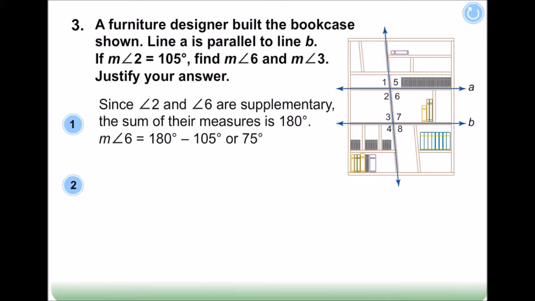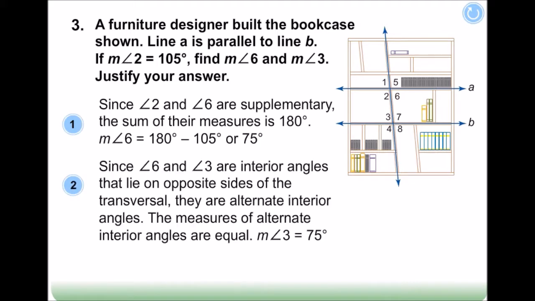Since angle 2 and angle 6 are supplementary, the sum of their measures is 180 degrees. 180 degrees minus 105 degrees equals 75 degrees. So the measure of angle 6 is 75 degrees. Since angle 6 and angle 3 are interior angles that lie on opposite sides of the transversal, they are alternate interior angles. The measures of alternate interior angles are equal or congruent. So the measure of angle 3 equals 75 degrees. Let's try another problem.